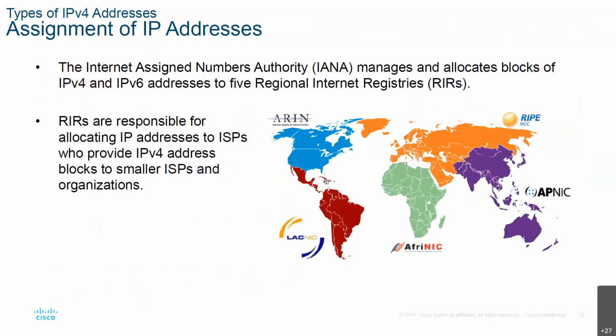Your Internet Assigned Numbers Authority, IANA, manages and allocates blocks of IP version 4 and IP version 6 addresses. We didn't have enough public IP version 4 addresses, so what we did was we came up with IP version 6 addresses. And IANA has 5 regional internet registries.